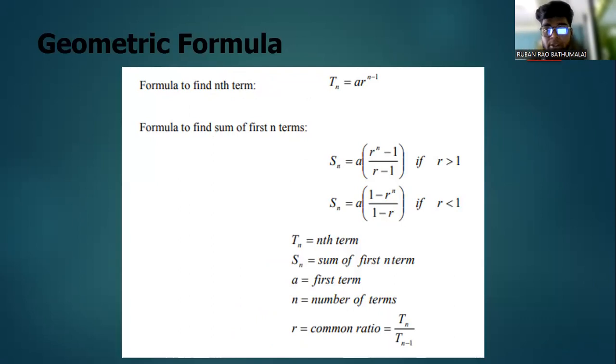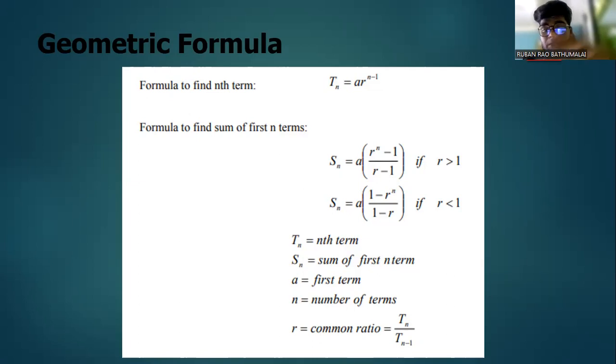Geometric formula. Here is the geometric formula. We use it to find the nth term: T small n equals A times R to the power of n minus 1. It's using multiplication here, not addition. This is also the formula to find the sum of the first n terms. This is the formula you can see.